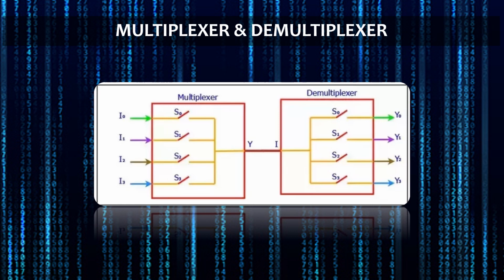As you can see in the image, we have a multiplexer and demultiplexer. The multiplexer has 4 different inputs, and with the switches S0, S1, S2, S3, all the inputs travel together through the Y line, and that Y becomes the input for the demultiplexer. Again we have 4 different switches, and based on the input we will have outputs y0, y1, y2 and y3. So this is just a basic idea about the multiplexer and demultiplexer. Now let's learn a little bit in detail about the multiplexer and demultiplexer.